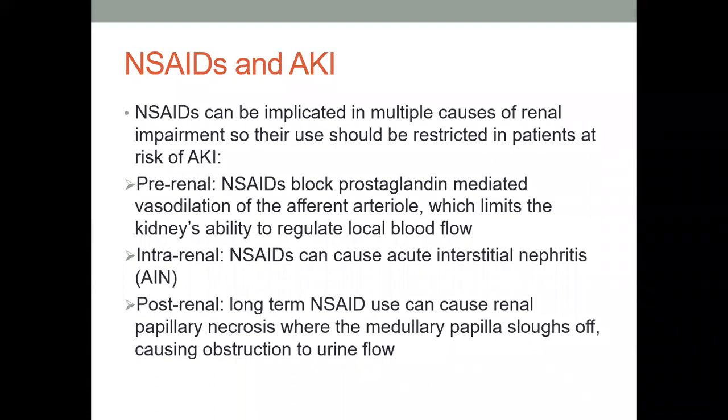In pre-renal, the pathogenesis is that they block prostaglandin-mediated vasodilatation of the afferent arteries, and this limits the ability of the kidney to regulate its own local blood flow. NSAIDs have also been implicated in causing acute interstitial nephritis, which is a cause of renal AKI. Long-term use of NSAIDs can cause renal papillary necrosis, leading to sloughing of the medullary papilla, and this causes obstruction to urine flow. So you can see your NSAIDs can actually affect your kidneys at the different stages of development of AKI.